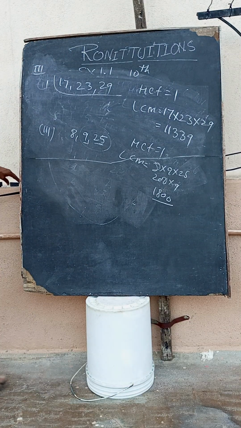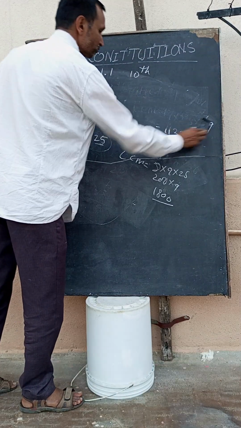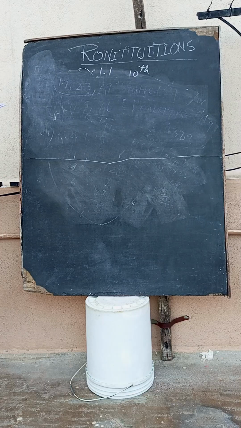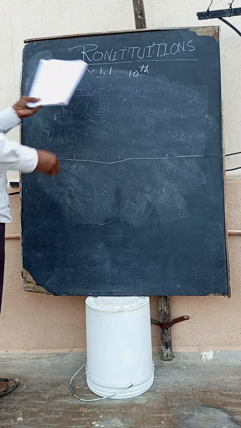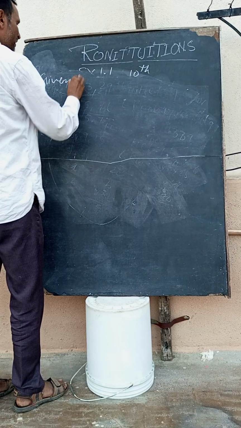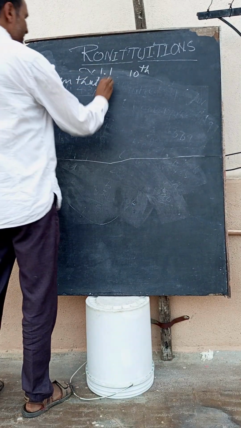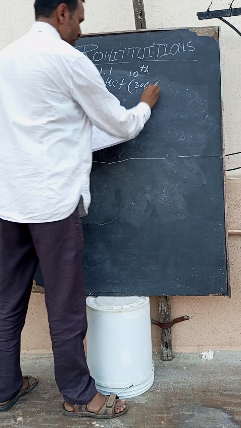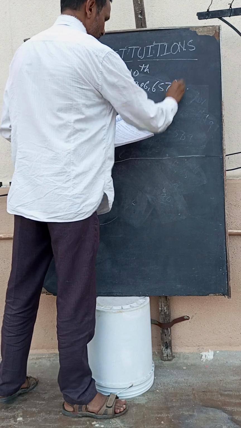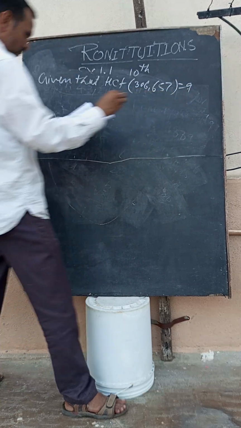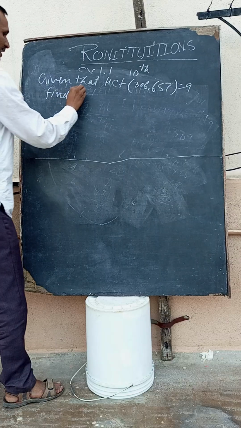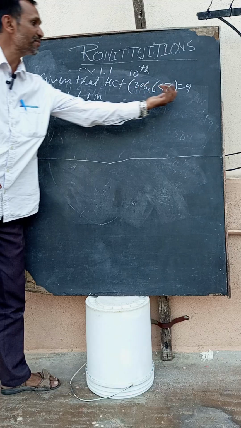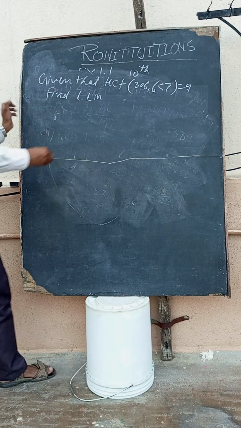Now the fourth question, which is a little important question. It is given that HCF of 306 and 657 is equal to 9. Find the LCM of the same numbers. Means the HCF is given and you have to find the LCM. So you know the formula.